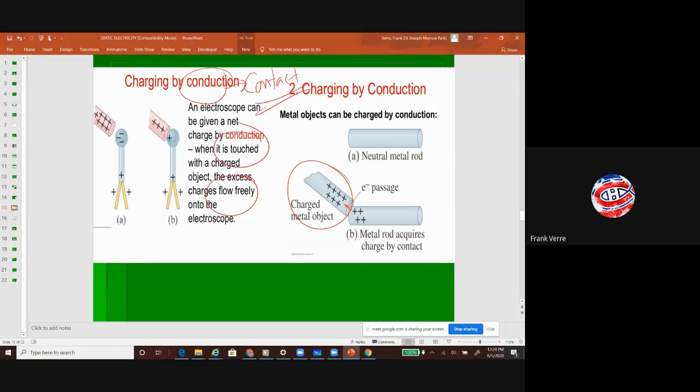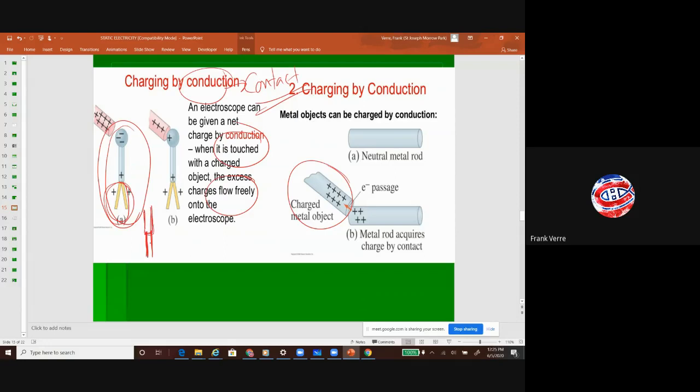You'll notice here we have this thing called an electroscope. An electroscope is a device that allows you to determine if something is charged. What happens in the electroscope is you see these metal leaves. If the object is not charged, the metal leaves are just going to hang like this.